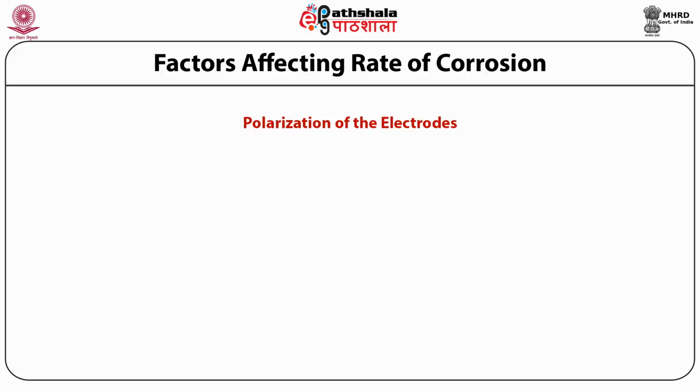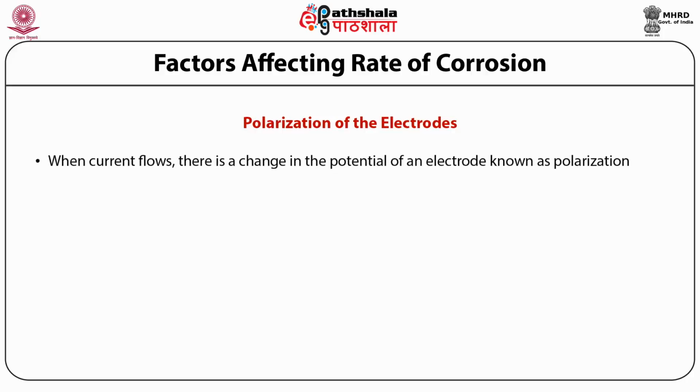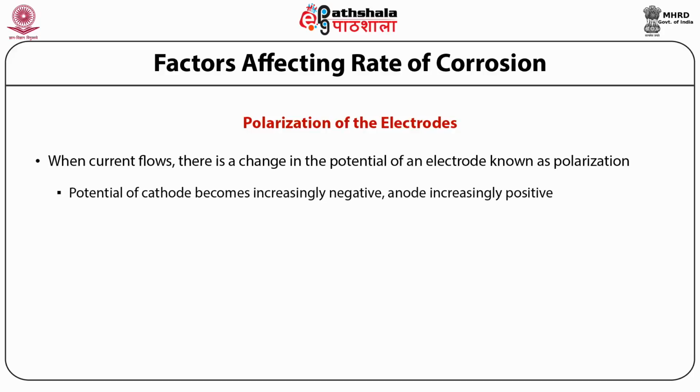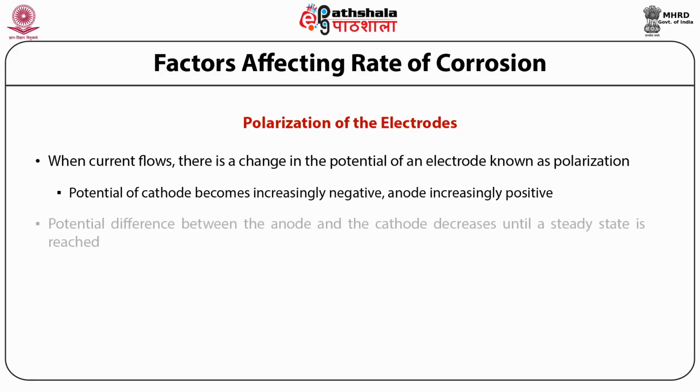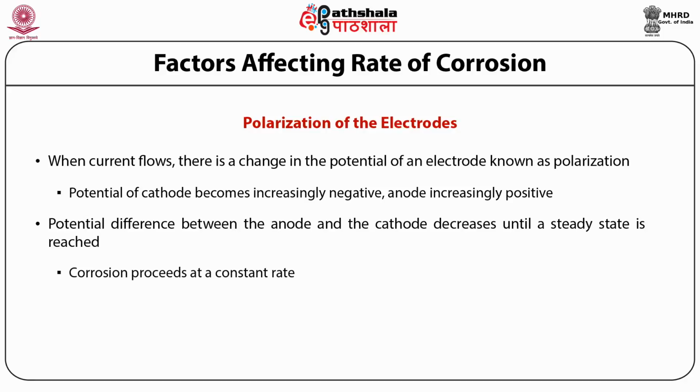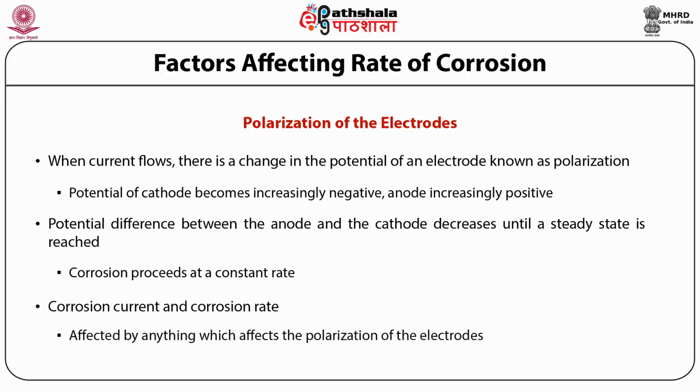First one is polarization of the electrodes. When current flows, there is a change in the potential of the electrode. This is known as polarization. As the current begins to flow, the potential of the cathode becomes increasingly negative and the anode is increasingly positive. Consequently, the potential difference between the anode and the cathode decreases until a steady state is reached, when corrosion proceeds at a constant rate. Thus, the corrosion current and therefore the corrosion rate will be affected by anything which affects the polarization of the electrodes.